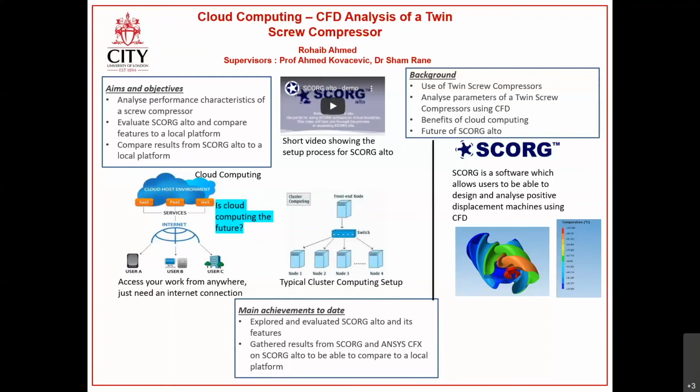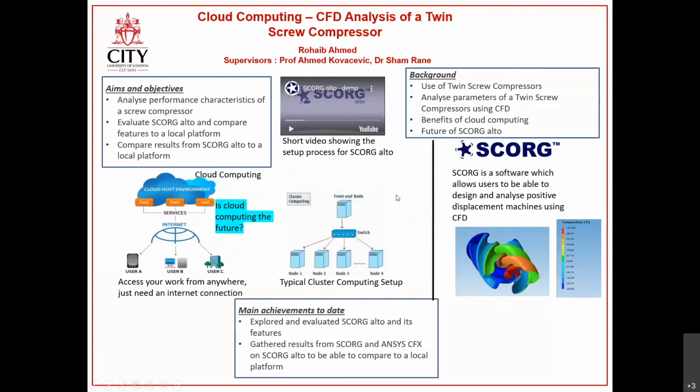Thank you. How has SCORG Alto impacted your engineering educational experience? Before this project, I wasn't aware that you can even do CFD calculations in the cloud. And after this project, I realized the potential cloud computing has and how useful it is. I also realized that it would have been really useful for me as a uni student because I was always transferring files from my local PC to my uni PC. So if I had a cloud computer, it would have made it much easier.